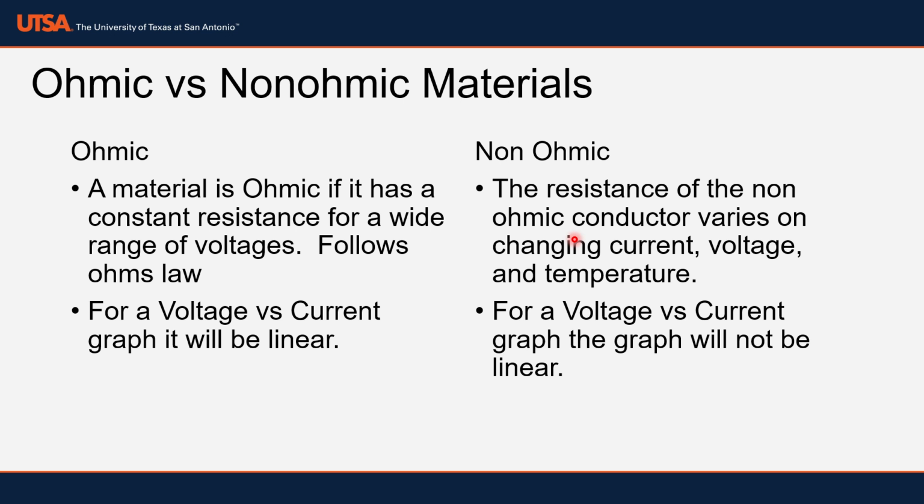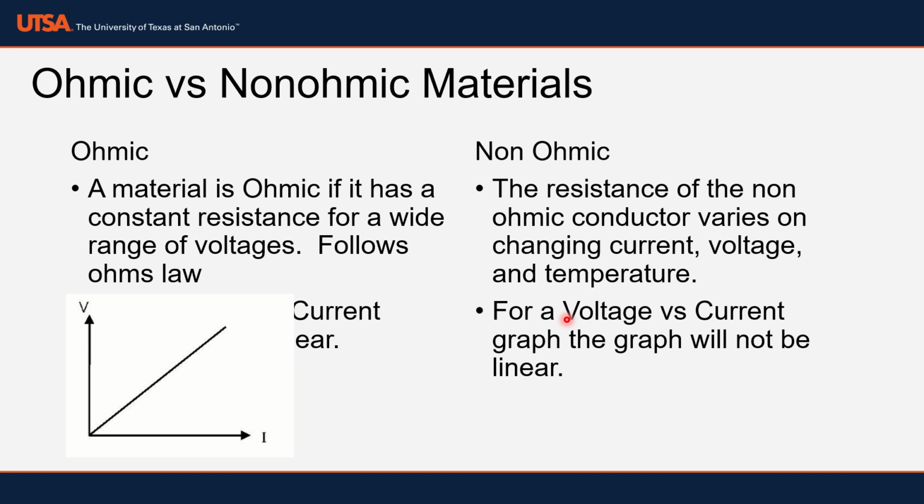If the resistance is constant, then you have an ohmic material. That's the main takeaway. And we're going to do some graphs, right? So when you do a voltage versus current graph, it should be linear if you have an ohmic material. If it's nonlinear, then that means you have a non-ohmic material. So here's how to tell mathematically if you have an ohmic versus non-ohmic material.